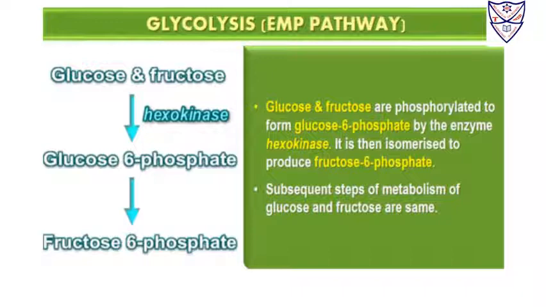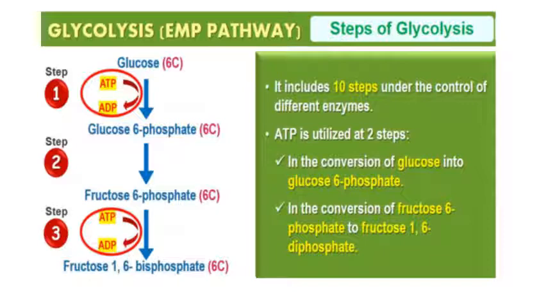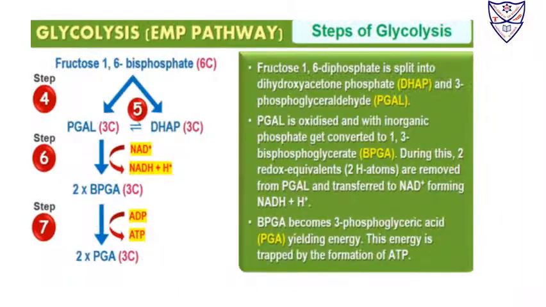After that, come the steps for metabolism of glucose and fructose. So ATP is used in two steps. First, in conversion of glucose to glucose 6-phosphate, and then in conversion of fructose 6-phosphate to fructose 1,6-bisphosphate. These are all 6-carbon compounds. So what happens after this is fructose 1,6-bisphosphate is split into two compounds, that is dihydroxyacetone phosphate and phosphoglyceraldehyde. These are both 3-carbon compounds.